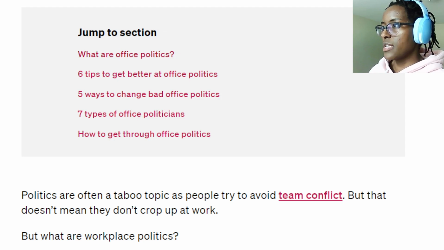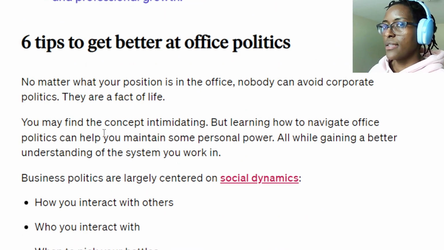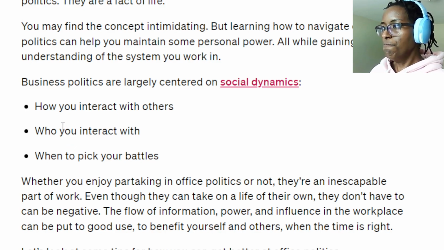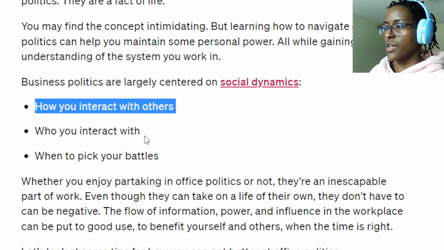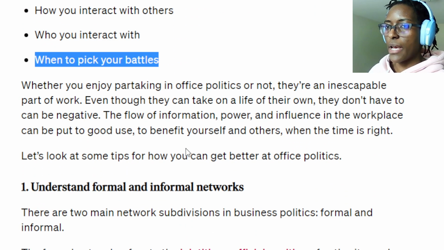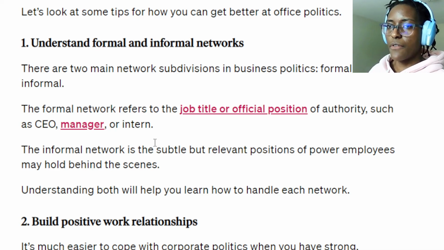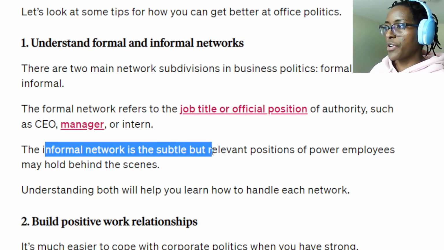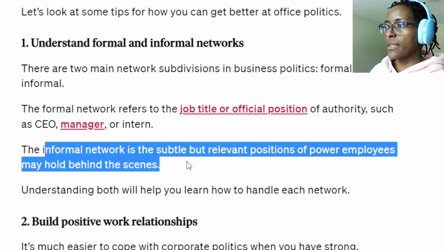So, for instance, let's go down to tips on how to get better at office politics. No matter your position, it's important to know how to navigate office politics. Business politics are largely centered on social dynamics, like how you interact with others, who you interact with, and when to pick your battles. First, understand formal and informal networks. Formal networks refer to job title or official position of authority in the hierarchy at work, and informal networks are the subtle but relevant positions of power employees may hold behind the scenes.